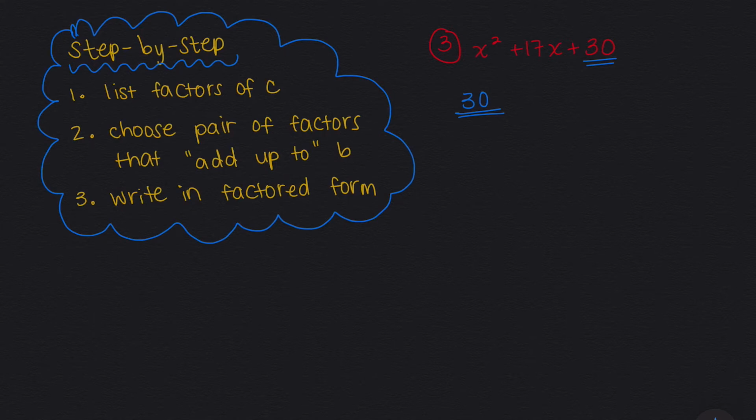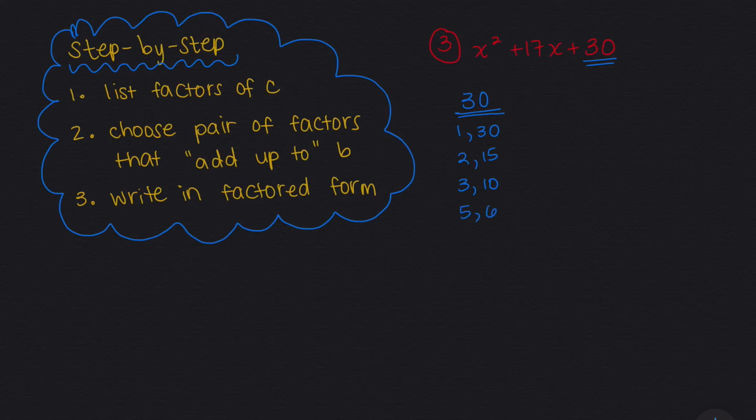You start with the number 1. Well, 1 times 30 is 30. Then you check if 2 goes into 30, and it does. 2 times 15 is 30. Then we check the number 3. 3 goes into 30, that's 3 times 10. Then we check the number 4. 4 does not go into 30. And then we check the number 5. And we have 5 times 6.